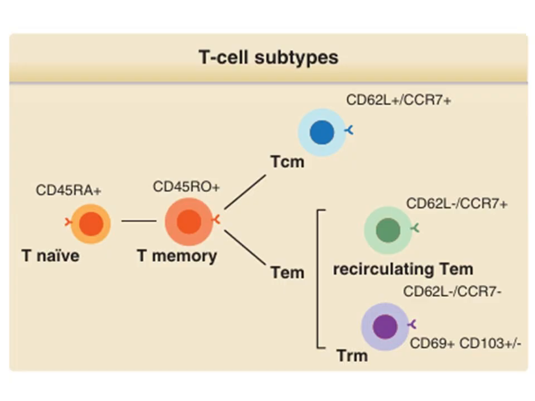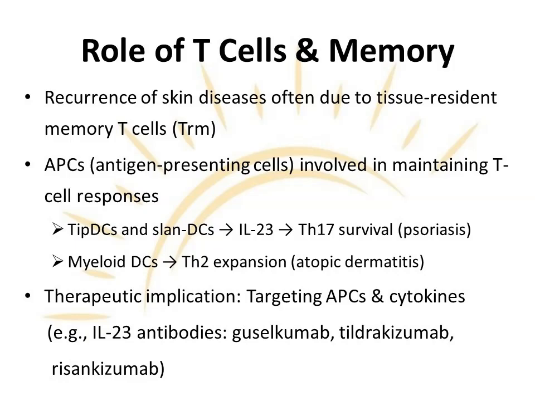Memory T cells and skin disease. Recurrence of many inflammatory skin diseases is largely driven by tissue-resident memory T cells, TRM cells, which remain in the skin long after the initial inflammation has resolved. Antigen-presenting cells, APCs, play a crucial role in maintaining these T cell responses.